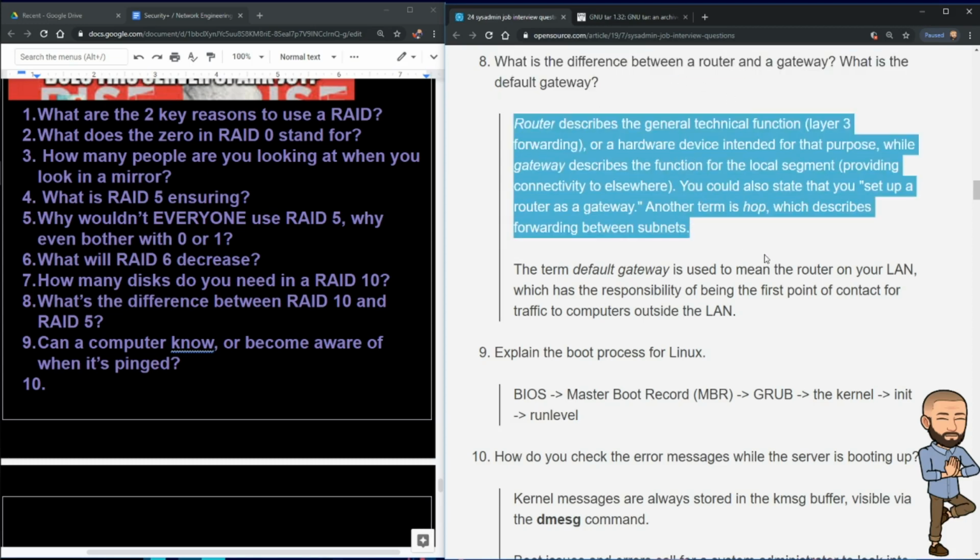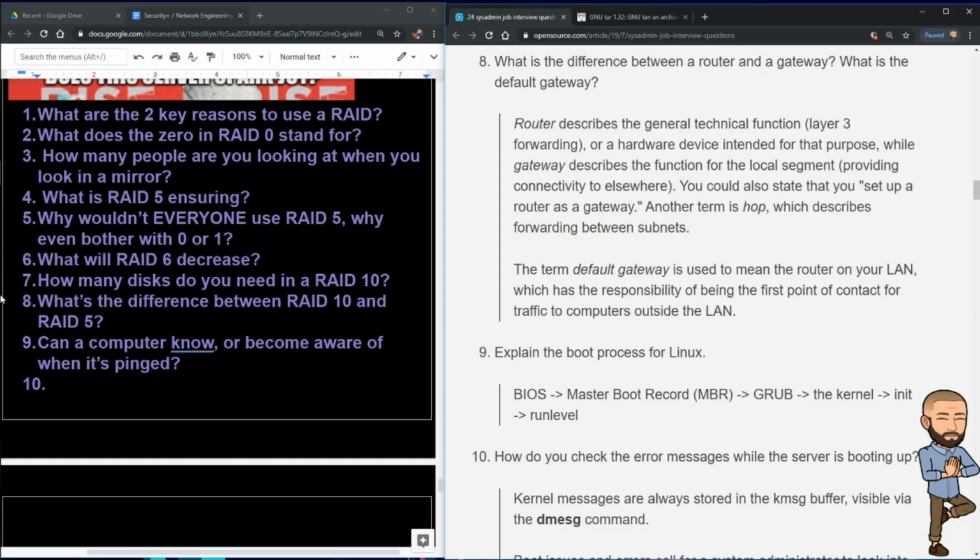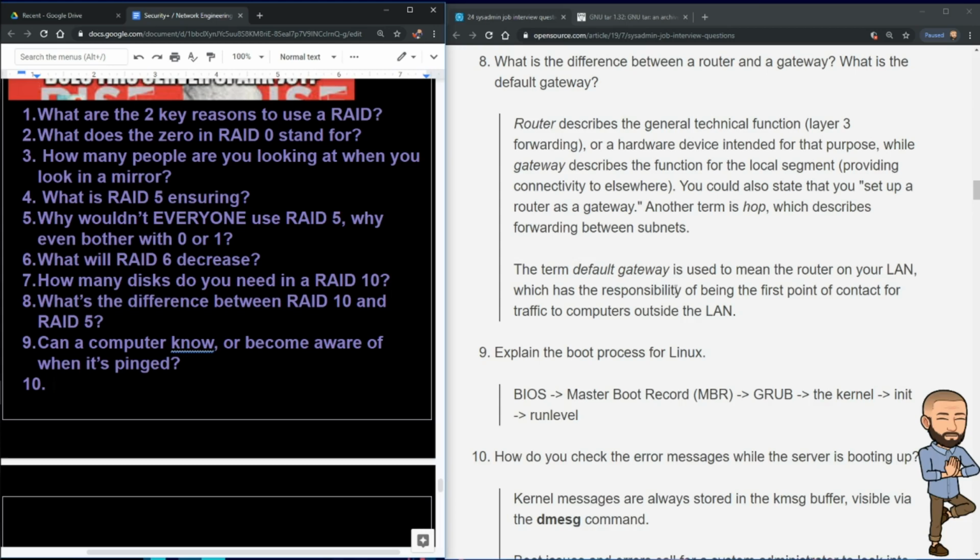Okay, so router describes the general technical function, is layer 3 forwarding, or a hardware device intended for that purpose, while a gateway describes the function for the local segment, providing connectivity elsewhere. You could also state that you set up a router as a gateway. Another term is hop, which describes forwarding between subnets. Now, the term default gateway is used to mean the router on your LAN, which has the responsibility of being the first point of contact for traffic to computers outside the LAN. Okay, I think they explain that in a not the best way.